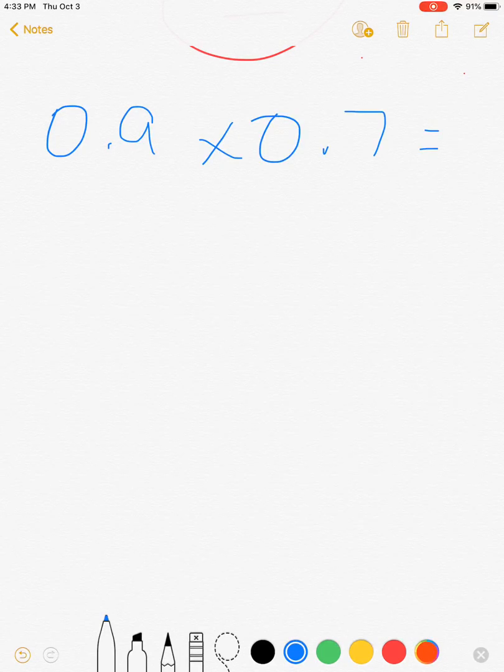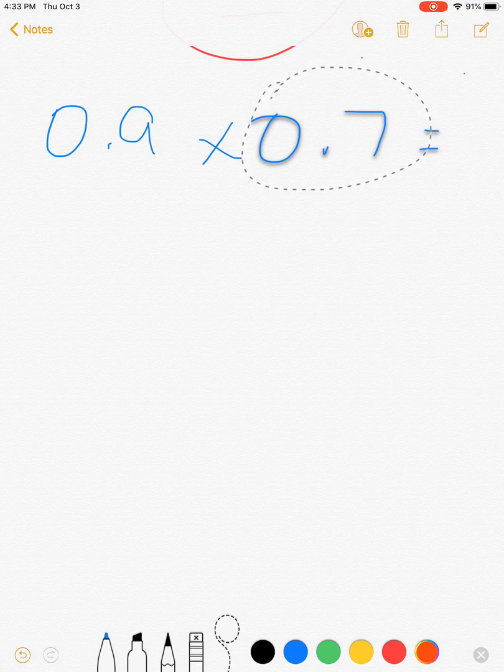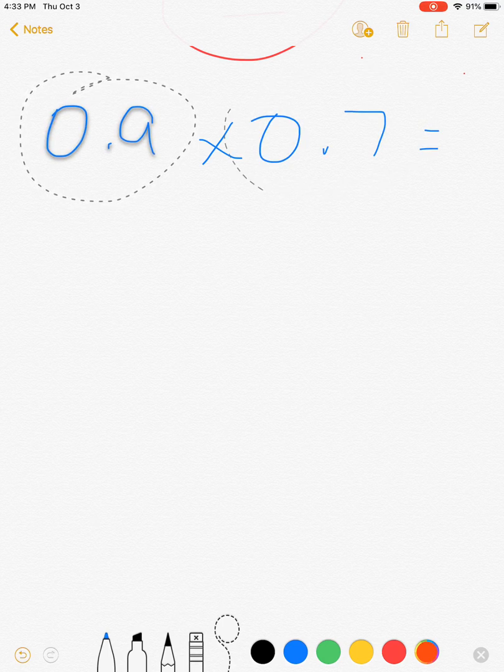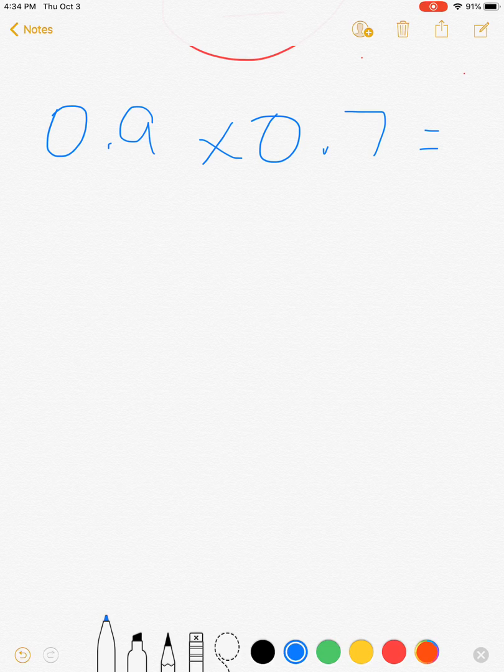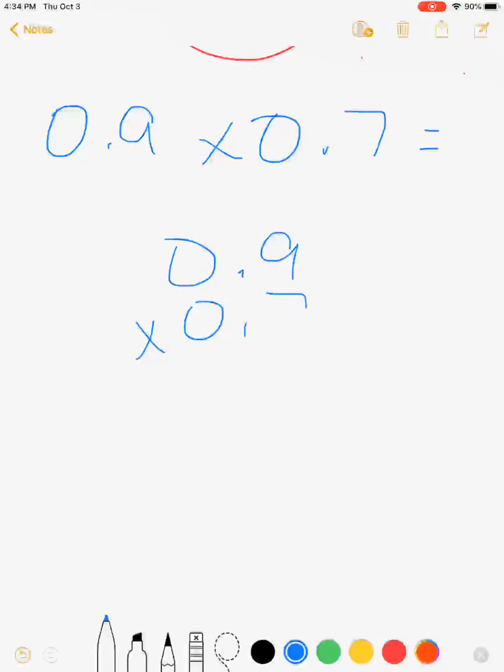And parents, I teach my students how to say these things in math language. So in math language, this is a 9 in the tenths place, so this would be 9/10, right? And over here, this is a 7 in the tenths place, so this would be 7/10. So we have 9/10 times 7/10. All right, let's write it the long way. Some students are inclined to do this, so it's a little bit easier for them. So I have 0.9 times 0.7.